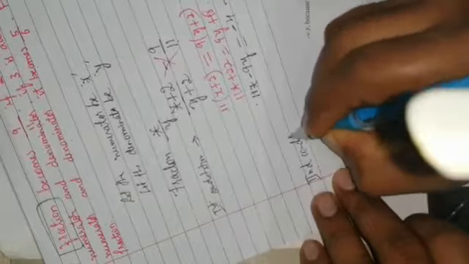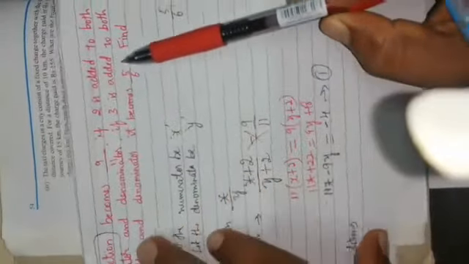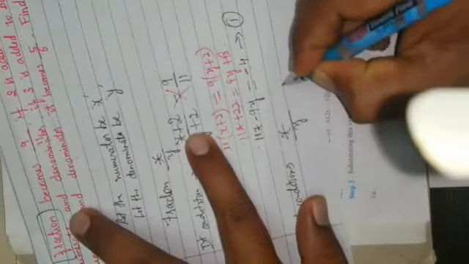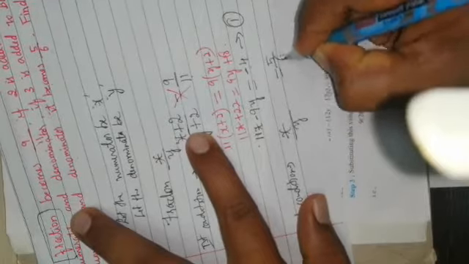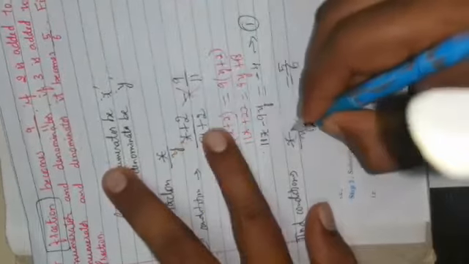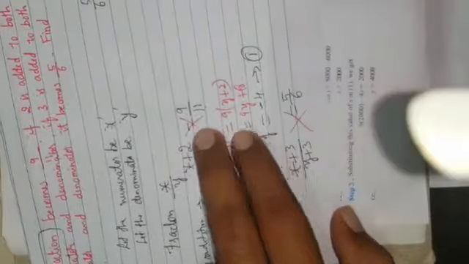Now the second condition. What does the second condition say? If 3 is added to both numerator and denominator, it becomes 5 by 6. Again the fraction becomes 5 by 6 when you add 3 to both numerator and denominator. Again you will get one more equation. You need to do the cross multiplication again. So that will be our second equation.